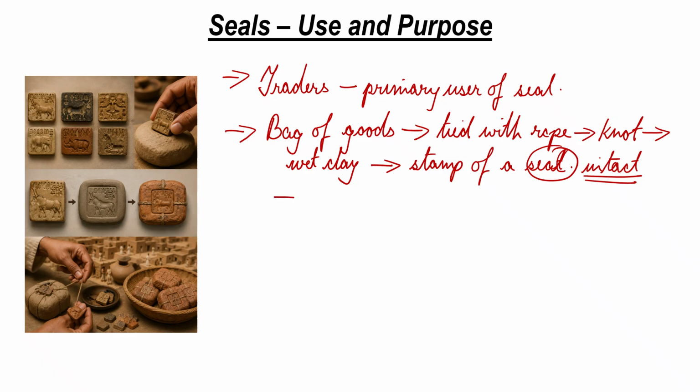So seals were a sign of authenticity, and it was a major source of belief. So unbroken seal means the goods had reached the destination without being tampered. So that is how seals were very important.